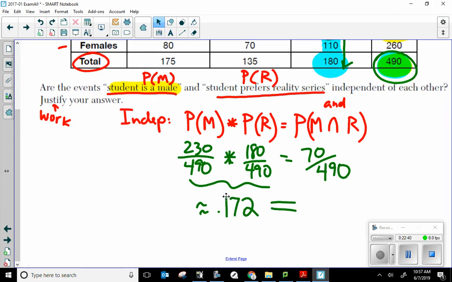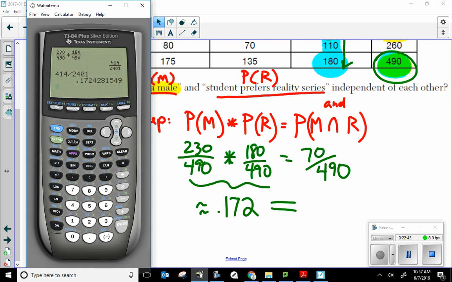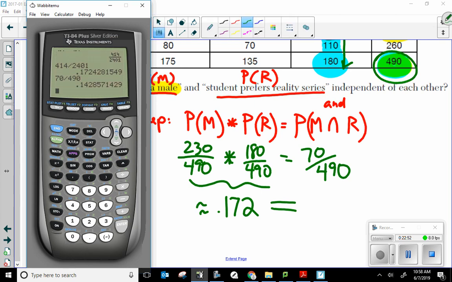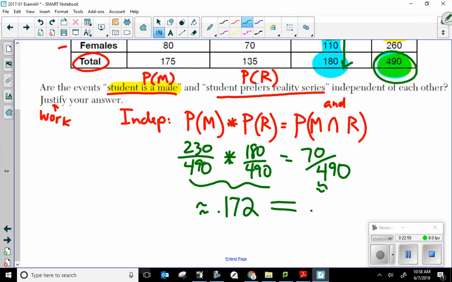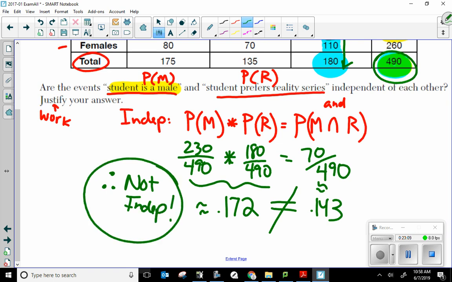Is that equal to 70 divided by 490? No, let's take 70 and divide it by 490. 0.143, let's call it. That's approximately 0.143. They are not the same, therefore not independent. You better state that. First of all, are the events independent? You need to answer that.